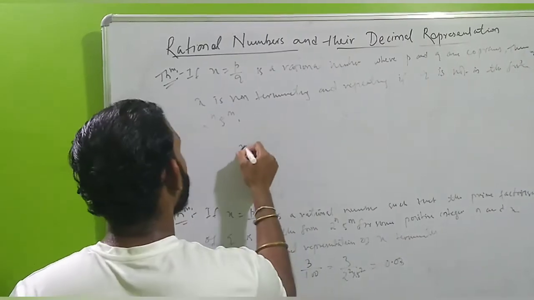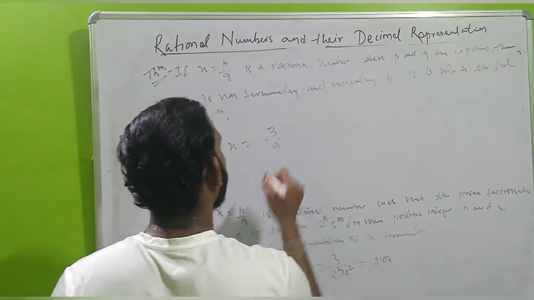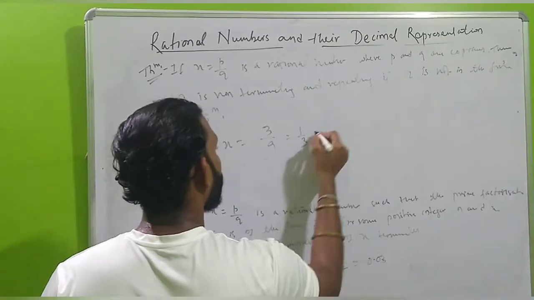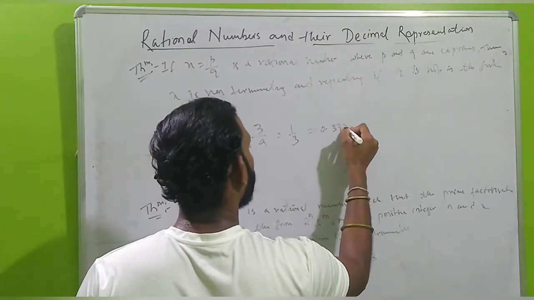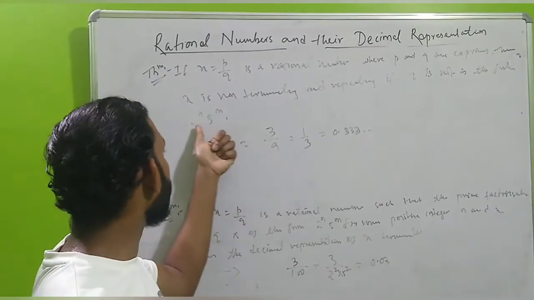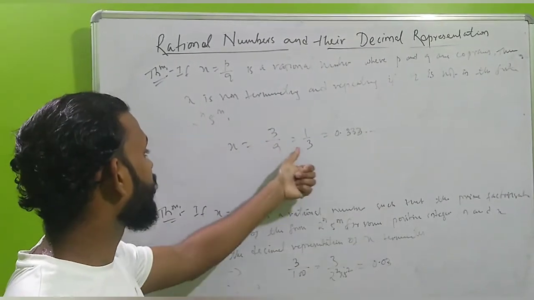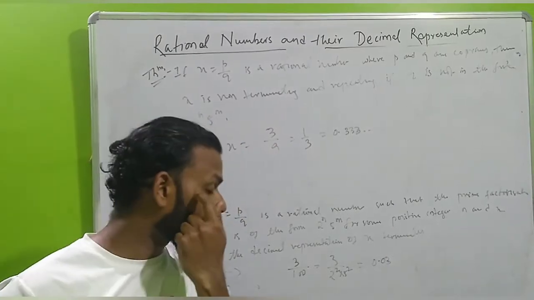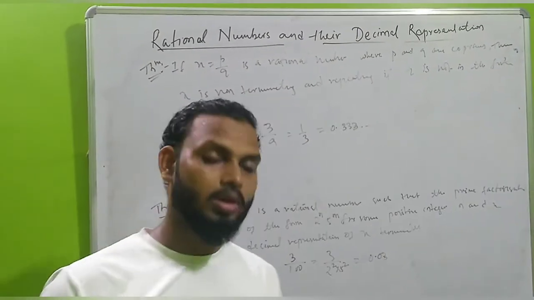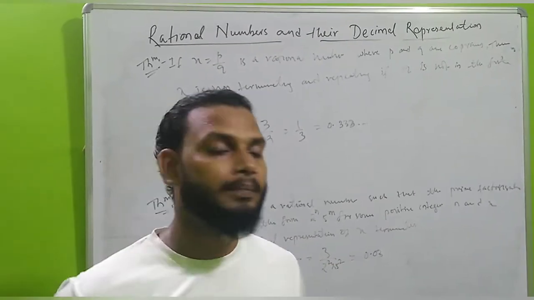So let x be equal to 3 by 9. That means it will be equal to 1 by 3. So you can see this will give me 0.33 and so on. So it is non-terminating repeating, because here I can check that the denominator is not in the form 2 to the power n into 5 to the power m. So not in the form means q is not in the form, so I will do the prime factorization of q.